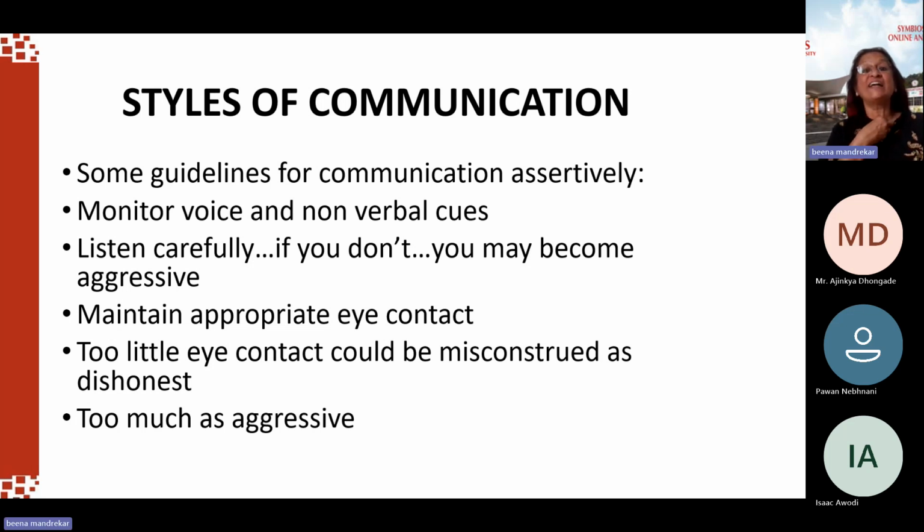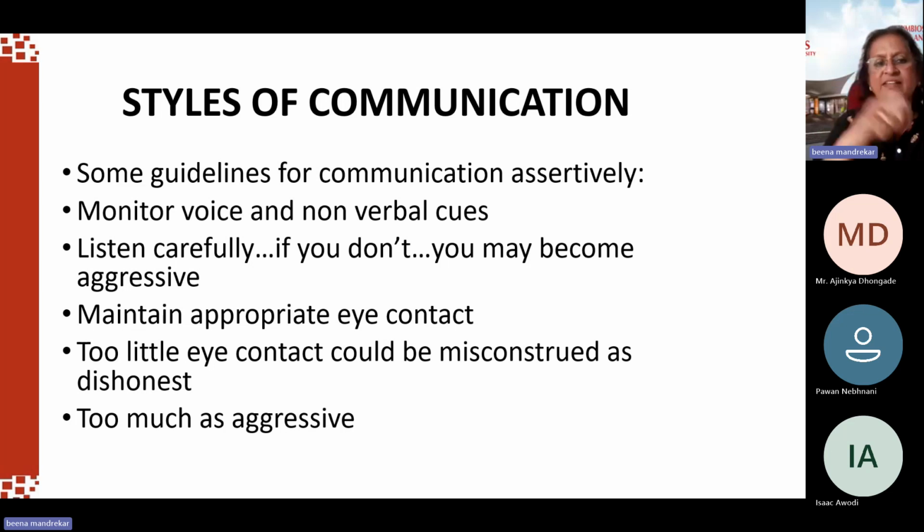Monitor voice and non-verbal cues. Listen carefully. If you don't, you may become aggressive. You must understand what the other person is saying for your style of communication to be assertive. Sometimes you miss out on what the other person is saying, and then you start getting angry and working yourself up into an emotion, and then you become aggressive. Don't do that. Try and understand what the person opposite to you is saying.